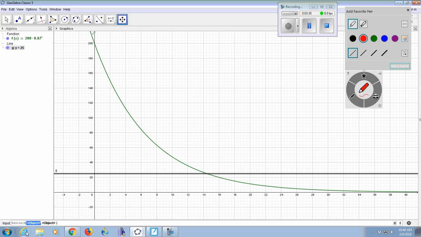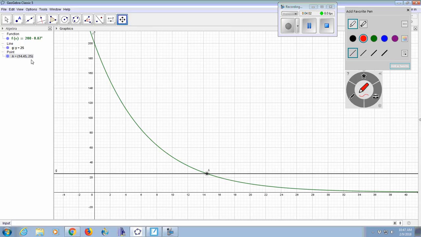I'm surprised they didn't give f of x an object name. That's interesting. There's the point, and there's the coordinate. So it will be 25 micrograms at about 14.45 years. Now, you're probably not going to get 14.45 when you're just looking at a graph and estimating, but anything in the ballpark of 14 years is what we were looking for there.